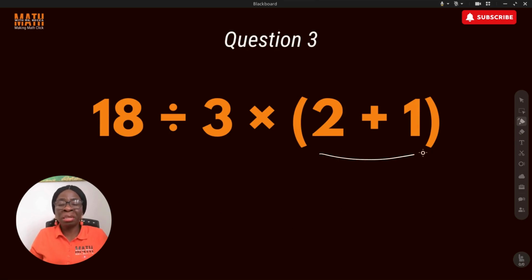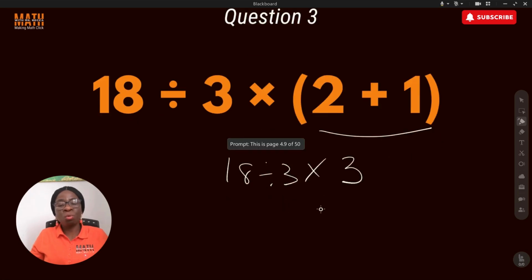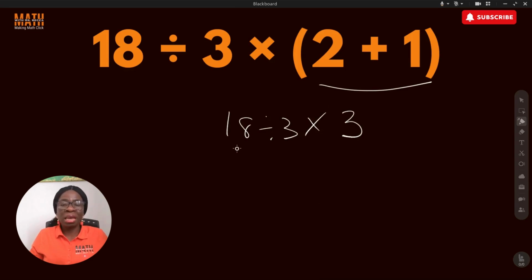We solve the parentheses first. 2 plus 1 gives 3. So this question becomes 18 divided by 3 times 3. Then we solve from left to right. 18 divided by 3 gives 6. 6 times 3 is 18.